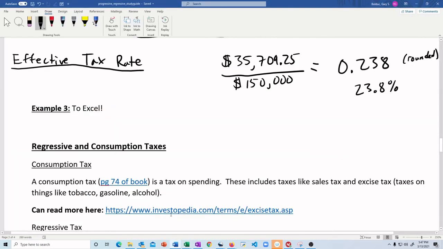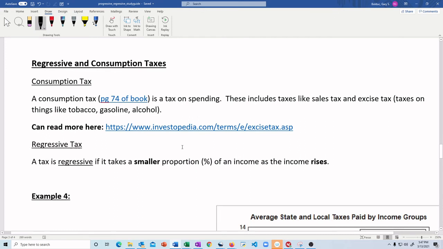Okay, let's jump back over. So the other chunk of taxes that we're going to talk about here are regressive and consumption taxes. So these aren't too bad. They're really ideas, not new taxes and new things we have to calculate. They're just ideas. So consumption tax, and in the book, you can read about this in the book, so I linked it here, but also there's another link here that you can read more about excise taxes as a specific example.